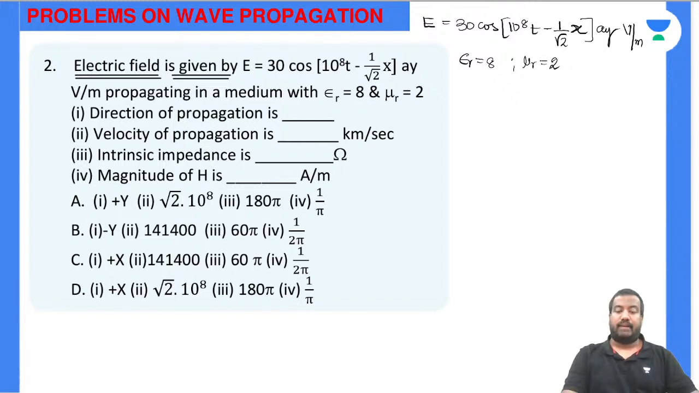You need to answer, dear. Very easy question. Electric field is given. It is asking us to find the direction of propagation. It is of which form? Omega t minus beta x. Omega t minus beta x means the wave is propagating in which direction? Positive x direction.